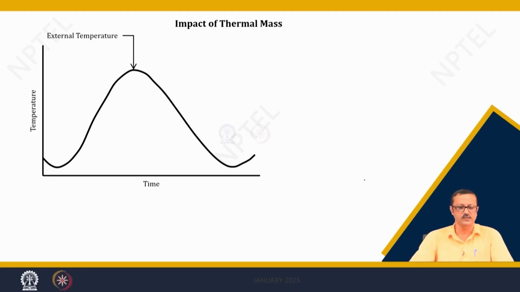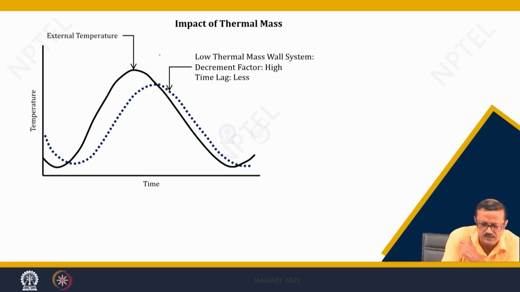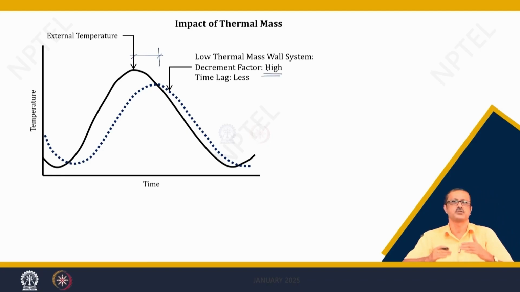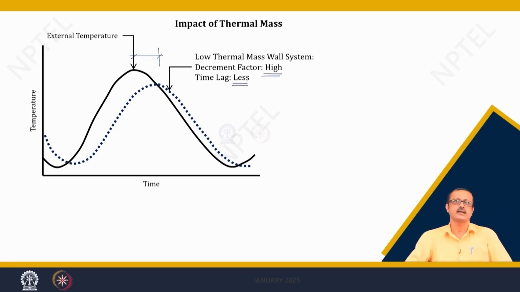Suppose this is the profile of the outdoor temperature. With this profile, if the indoor temperature is something like this dotted line, that means it has a smaller amount of time lag. So, time lag is small, and the decrement factor is also a little high, because the amplitudes are almost the same and the time lag is also less. So, I can say from this logic that it has a low thermal mass.